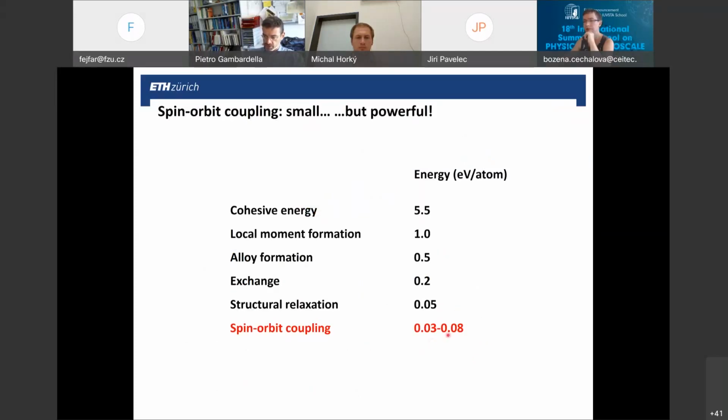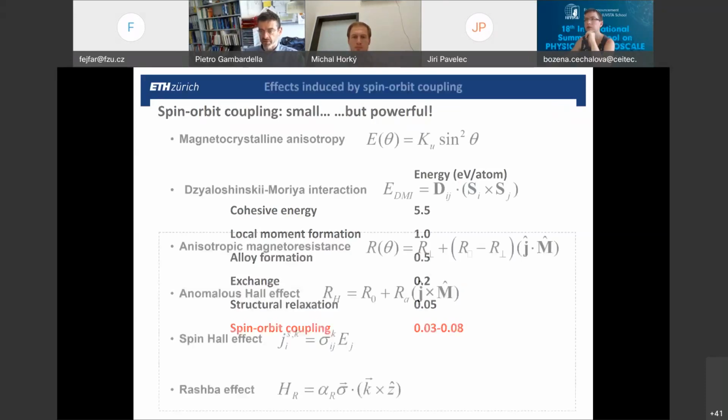So in terms of energy, electron volts per atom, this is a very small coupling term. In a 3D metal, we have about a few tens of milli-electron volts per atom. So it's really smaller compared to the bonding energy and also the exchange energy that promotes the formation of the spin magnetic moment, for example. It's small, but has an influence on many different effects.